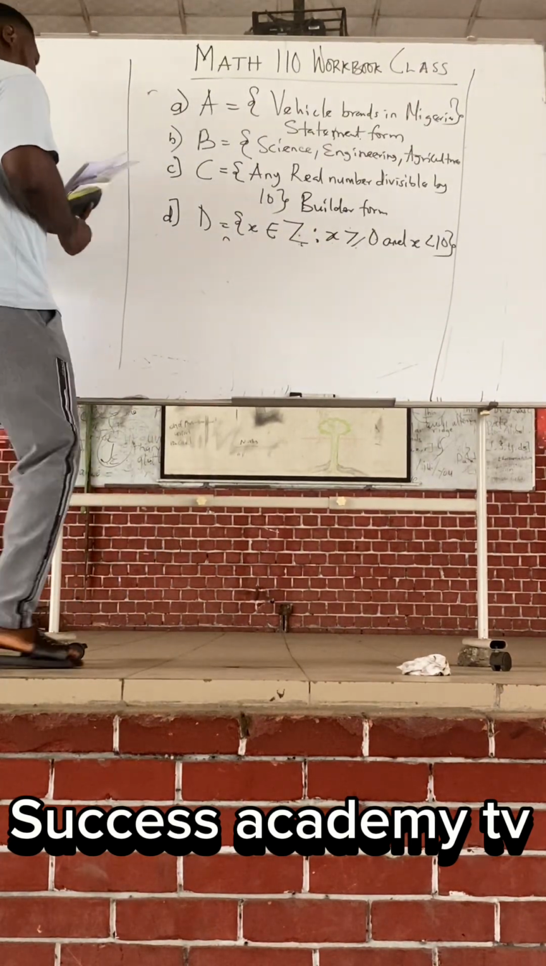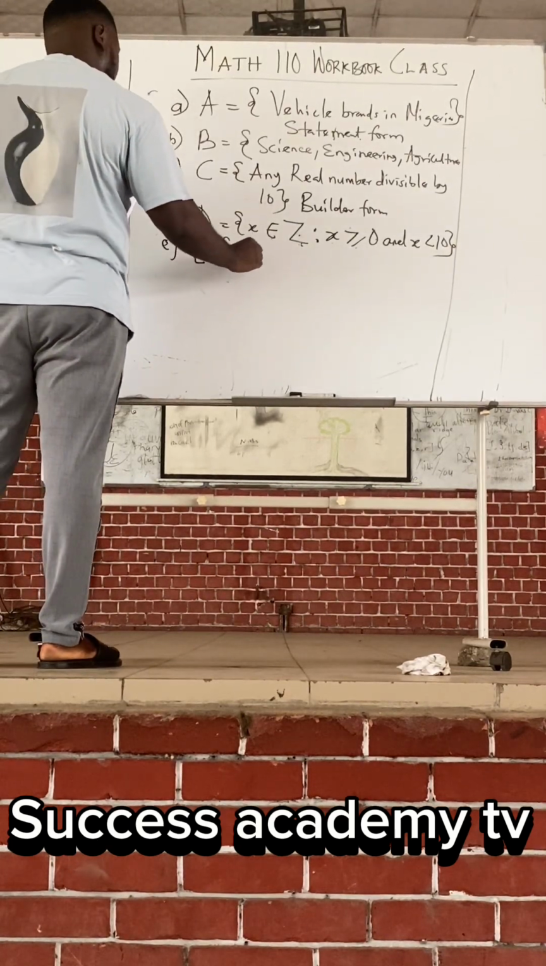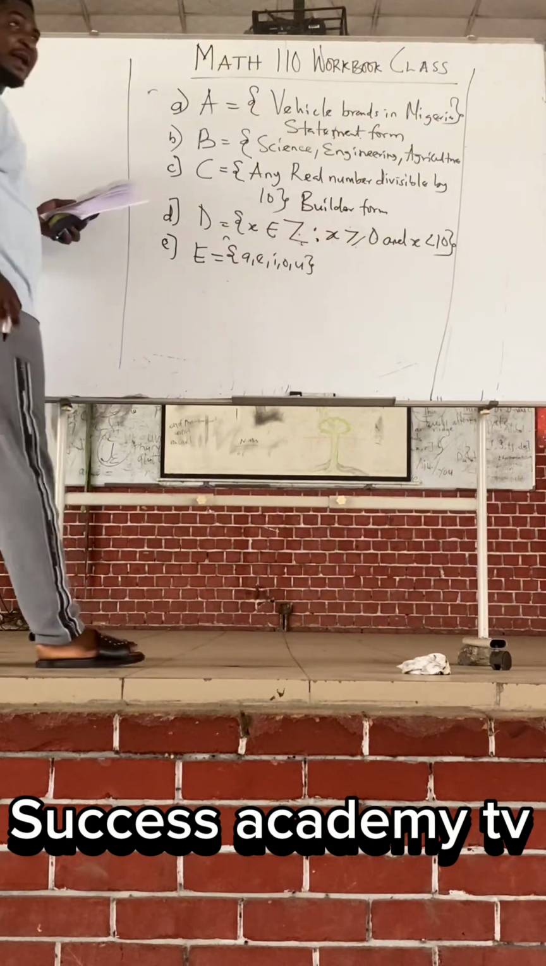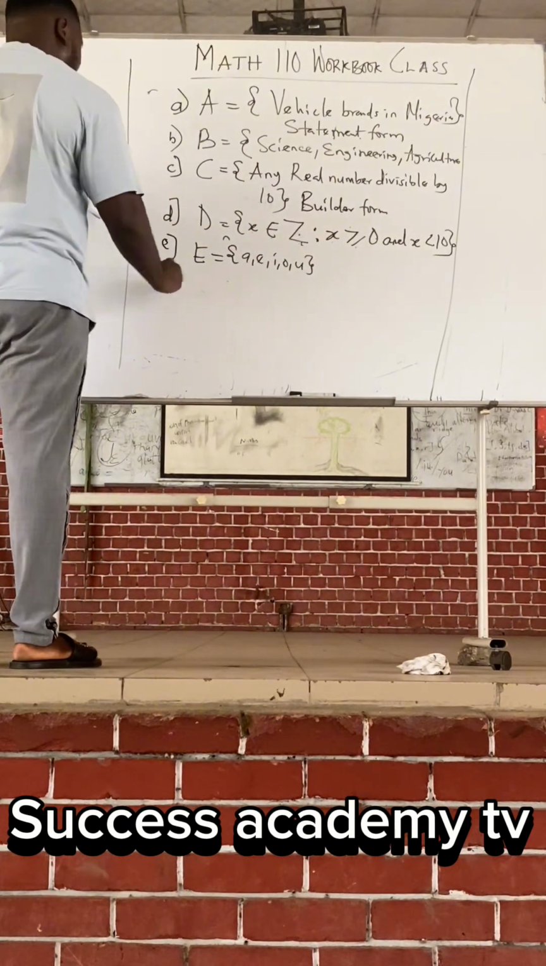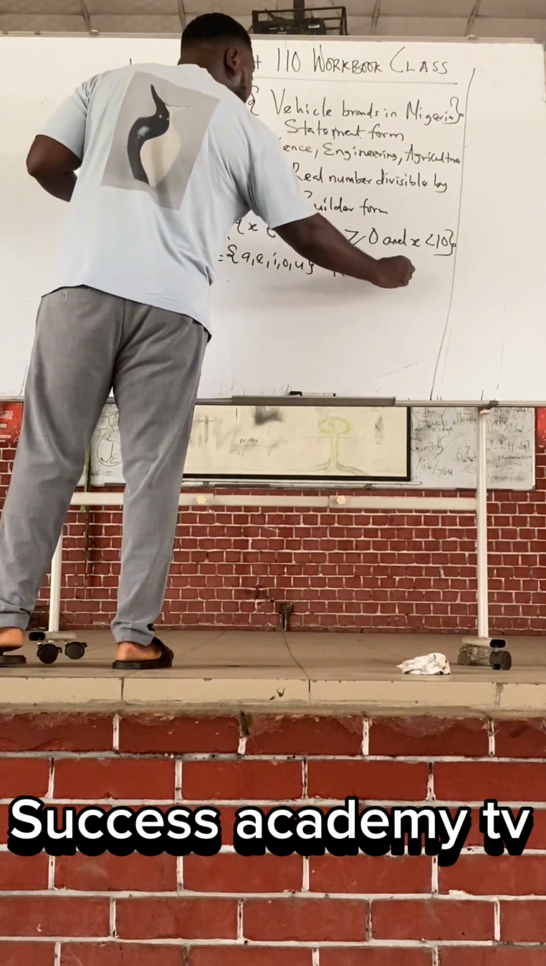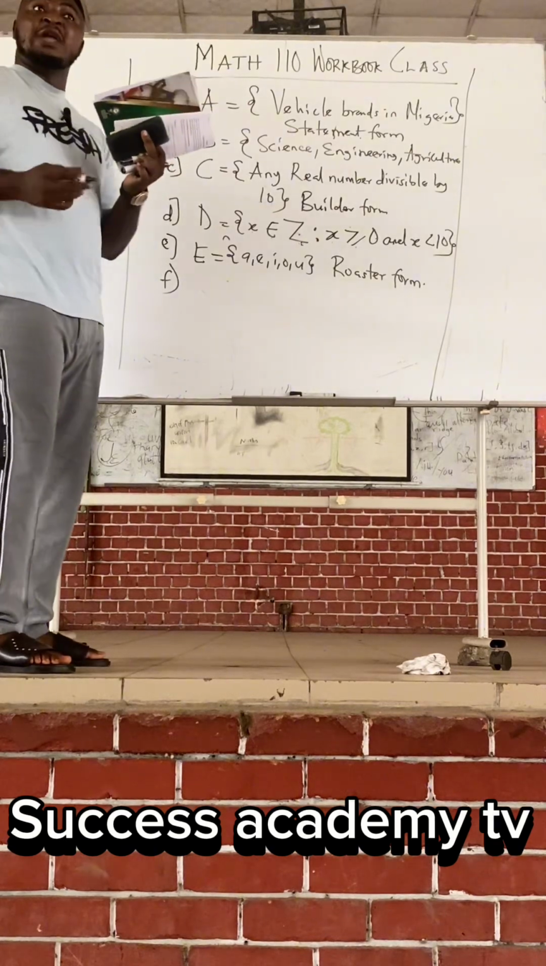Now, E. A, E, I, O, U. This is a what? Roster, right? This is roster form. Because we have to classify each of the sets into roster, statement, or builder form.